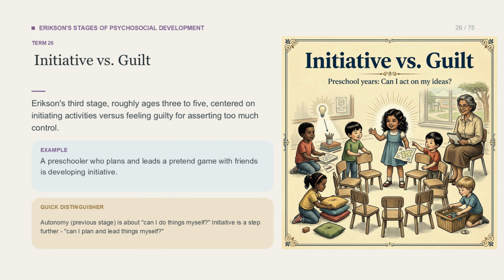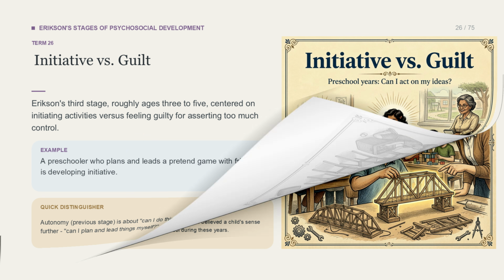26. Initiative versus guilt. Initiative versus guilt is Erikson's third stage, roughly around ages 3 to 5, and it's centered on initiating activities versus feeling guilty for asserting too much control. Here is one way this might look. A preschooler who plans and leads a pretend game with friends is developing initiative.